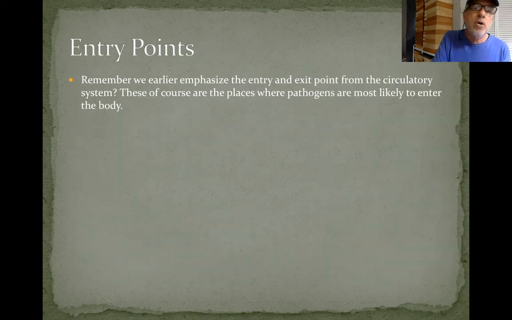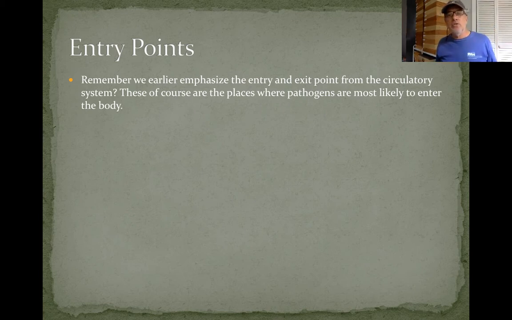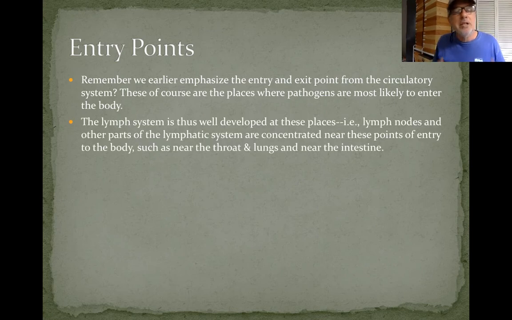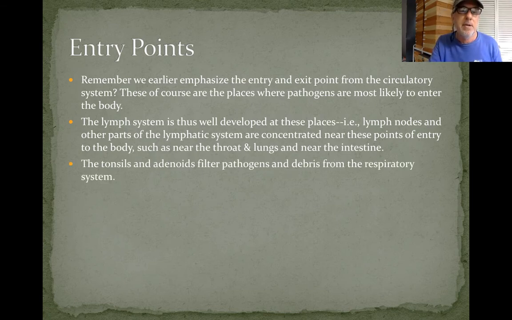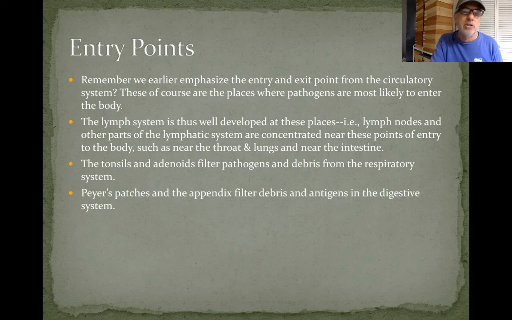Now, remember earlier we emphasized the entry and exit points from the circulatory system. These are the places where pathogens are most likely to enter the body. So the lymph system is really well developed in these places. There are lymph nodes concentrated near these points of entry, such as near the throat and the lungs and near the intestines, as we've already highlighted. The tonsils and the adenoids filter pathogens and debris from the respiratory system. The Peyer's patches and the appendix filter debris and antigens in the digestive system.